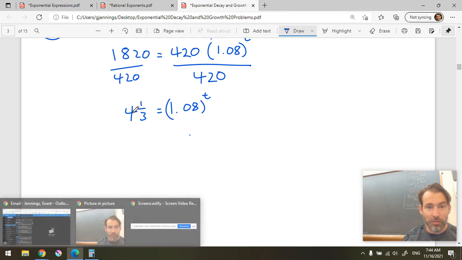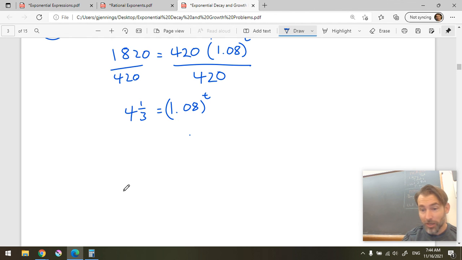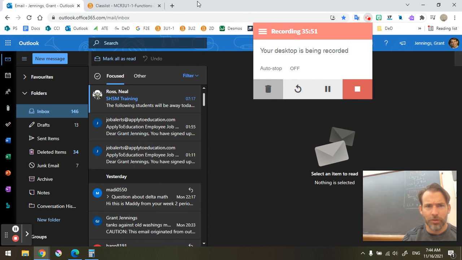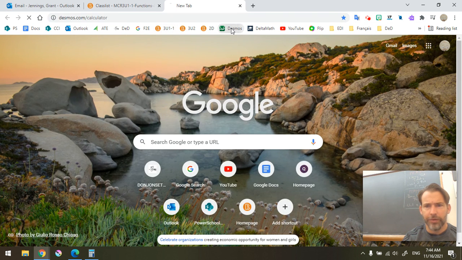So here's how I would do it in Desmos. I can put this or I can put this, either one. So if I do this in Desmos, I would use 4 and a third. So let's do that over here. Desmos.